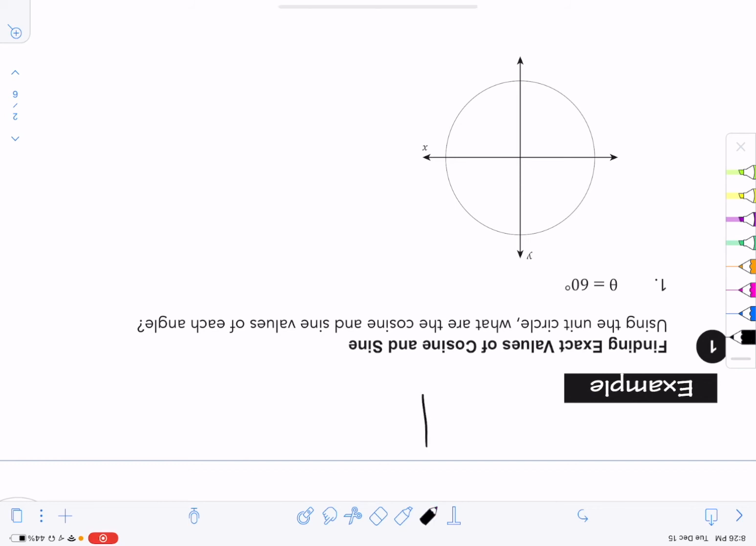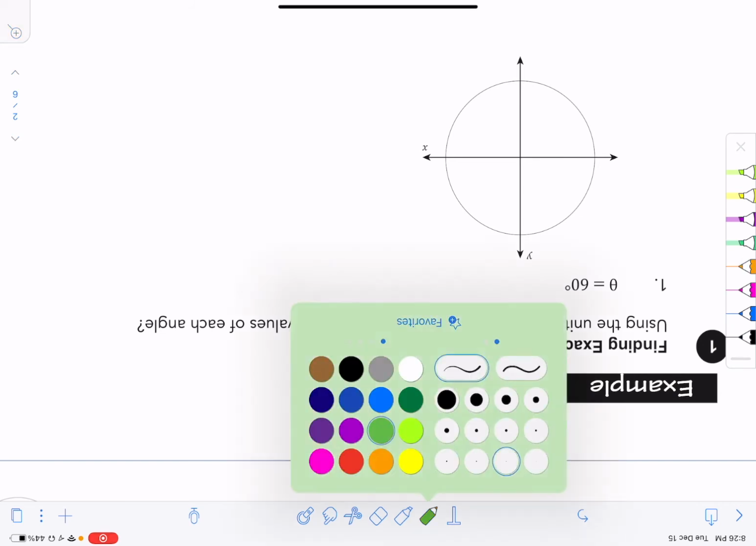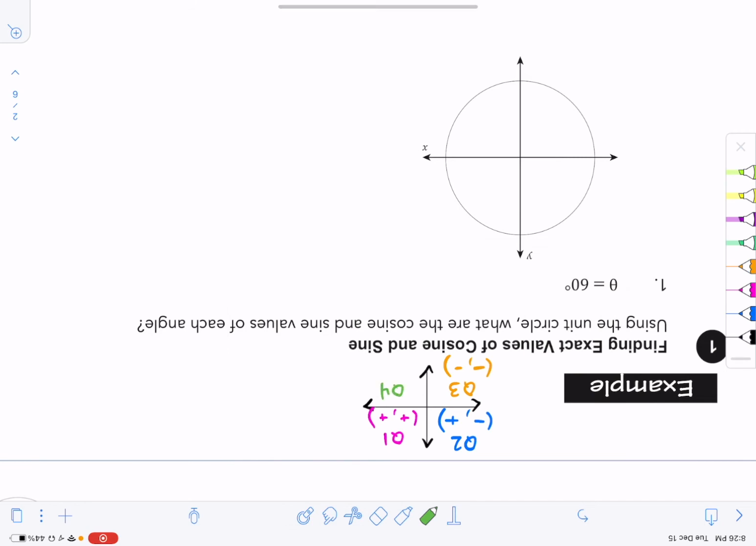Before I start, I need to talk about the quadrants. So we have quadrant 1, and in quadrant 1, your x-coordinate and your y-coordinate are positive. In quadrant 2, you have a negative x-coordinate and a positive y-coordinate. In quadrant 3, you have a negative x and a negative y coordinate. And in quadrant 4, you have a positive x and a negative y coordinate.